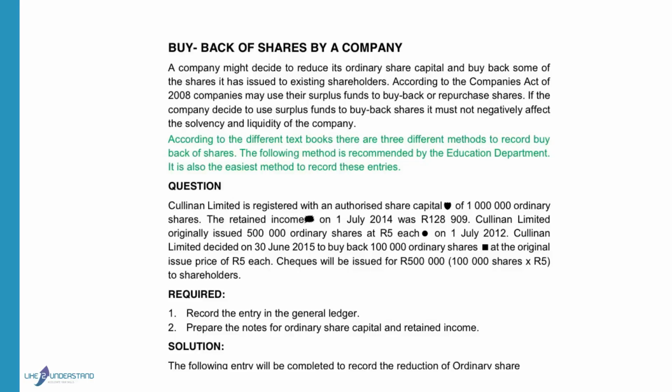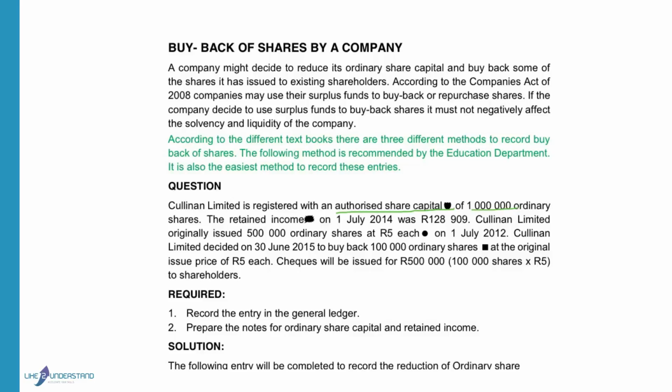Now, according to the different textbooks, there are 3 different methods how you can record the buyback of shares. The next method is the one that's recommended by the Education Department, and it's also the easiest method. Cullinan Limited was registered with an authorized share capital of 1 million shares. Okay, remember, we don't work with authorized share capital. We will only use it in the note. So the authorized share capital is 1 million.